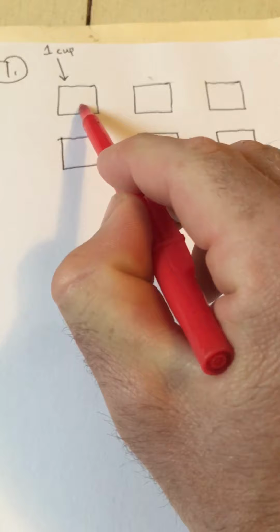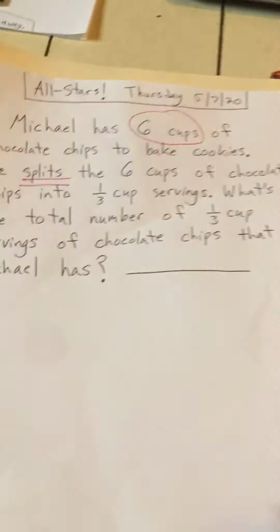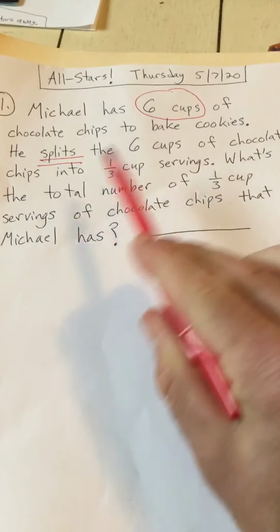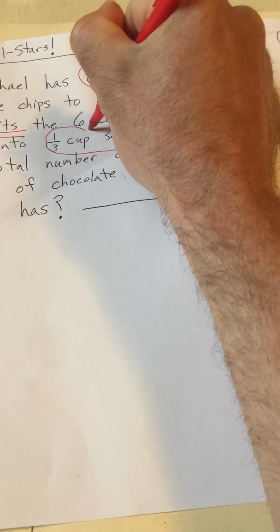So Michael has 6 cups of chocolate chips to bake cookies. I drew 6 cups of chocolate chips. Each one is 1 cup. So 1, 2, 3, 4, 5, 6 cups of chocolate chips. That's how much he has. He splits, so he's splitting it. That might give you a clue to what we're going to be doing here. The 6 cups of chocolate chips into 1/3 cup servings.